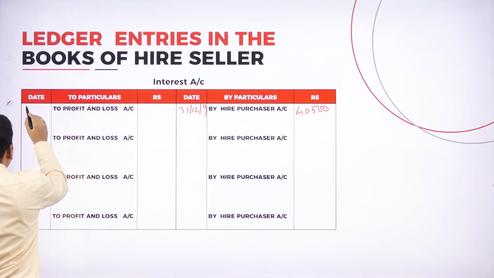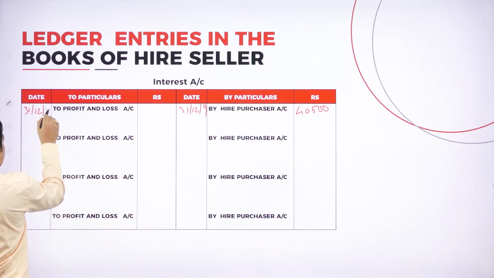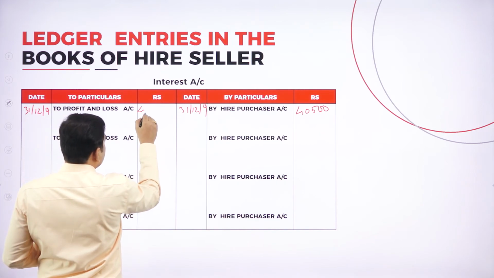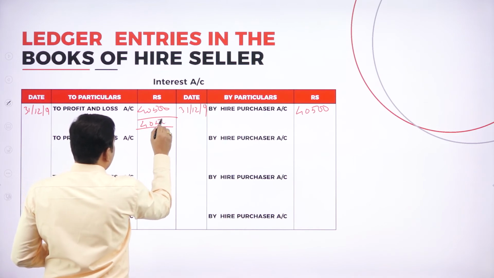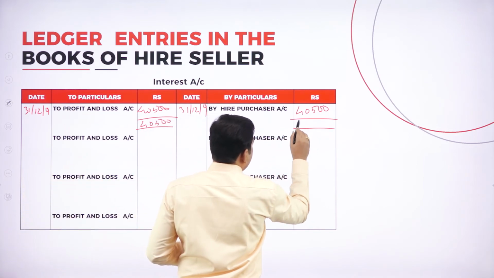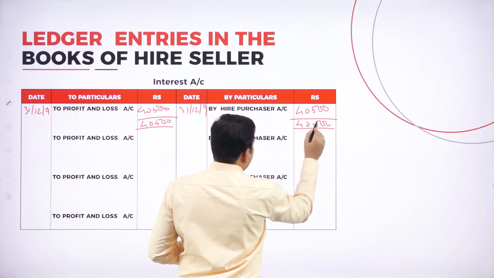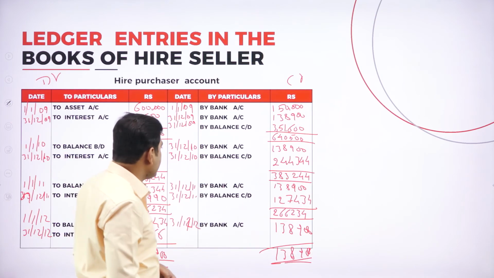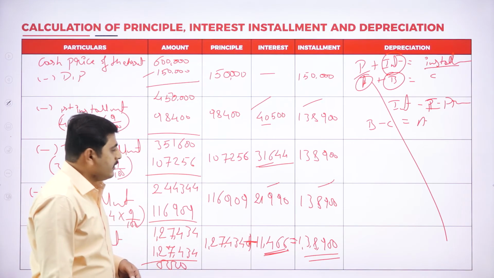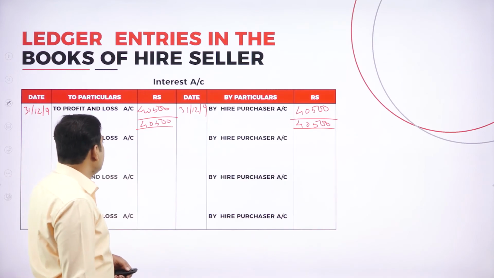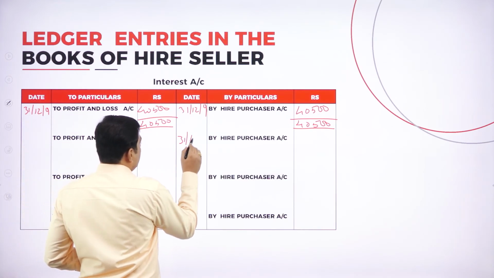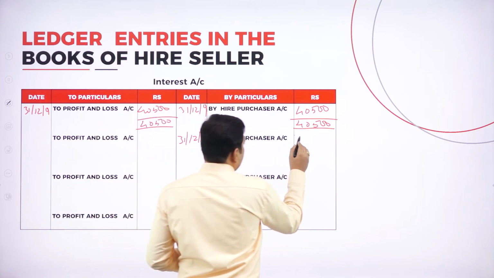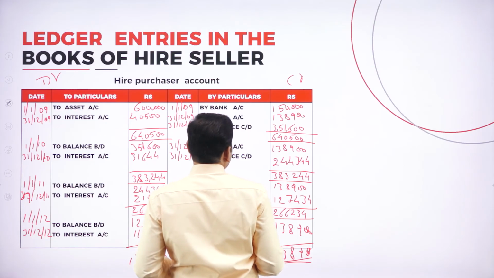Next one, the same date 31st/12/2009. So it is 40,500. Tally both the sides, 40,500. Here also 40,500. Next year, what is the next year interest? 31,644. So let's write 31,644. Here also the last date is 31/12/2010, 31,644.